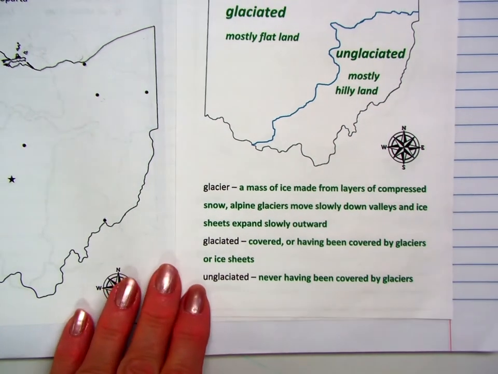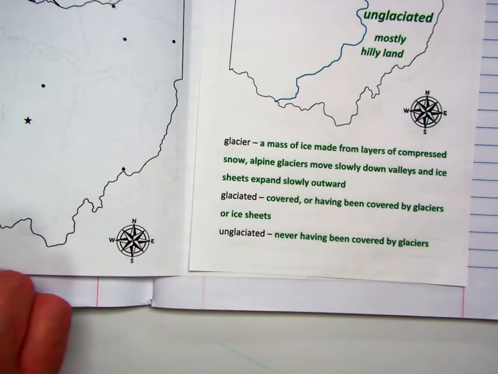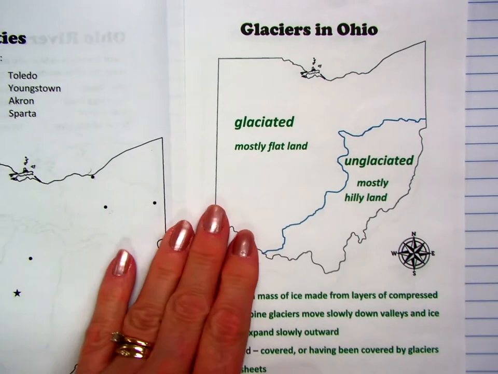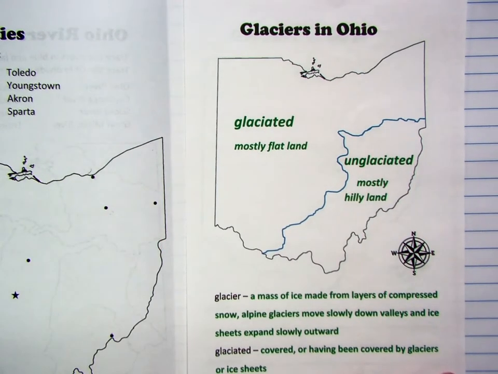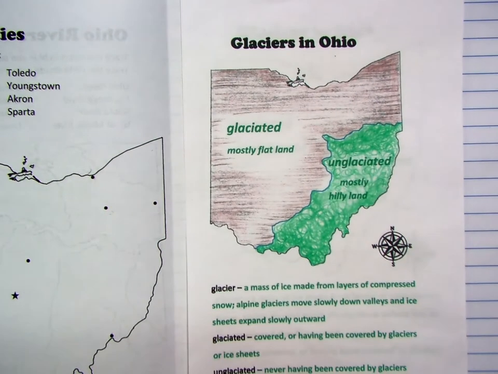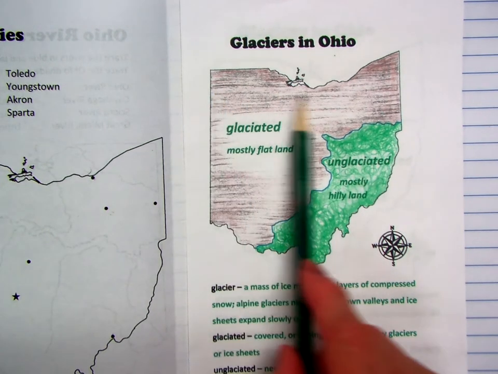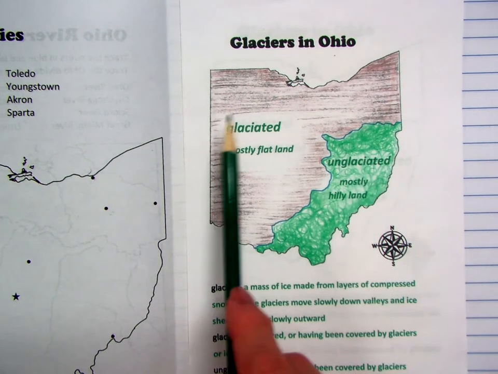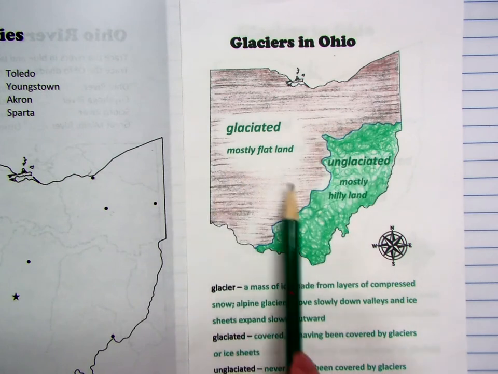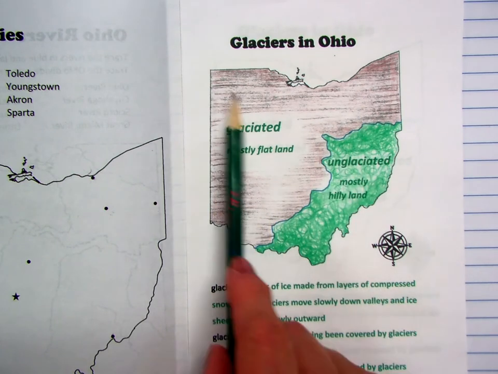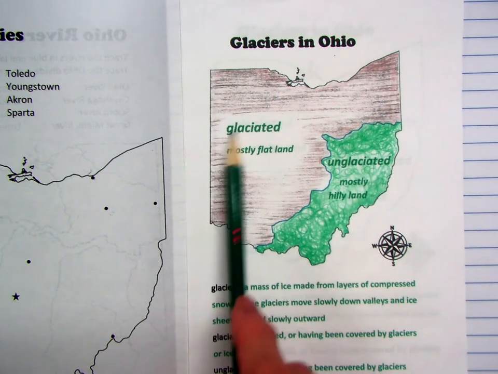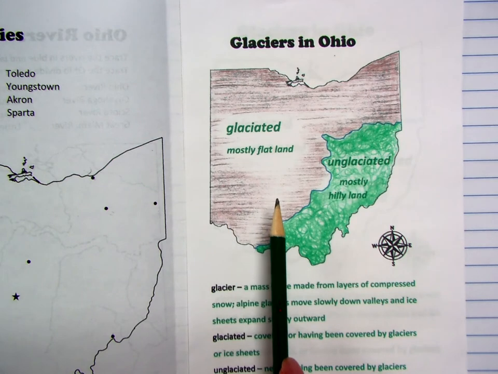After you have these notes written, then I would like you to color this picture. And we're going to color two things. First of all, this glaciated, mostly flat land, you're going to use brown or black or a regular pencil and put straight, smooth lines so it looks sort of flat here. This has a lot of flat land in it that is good for farming.